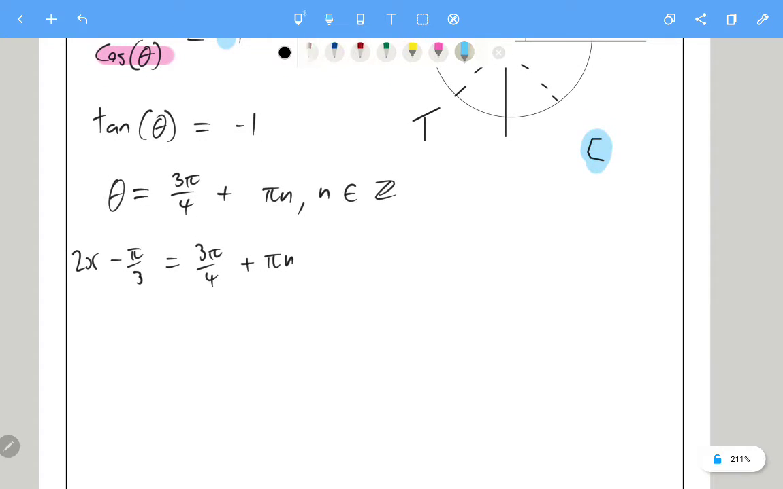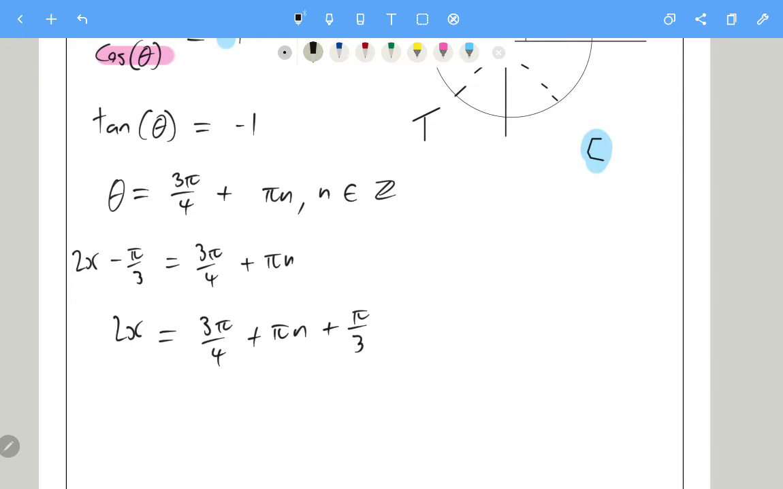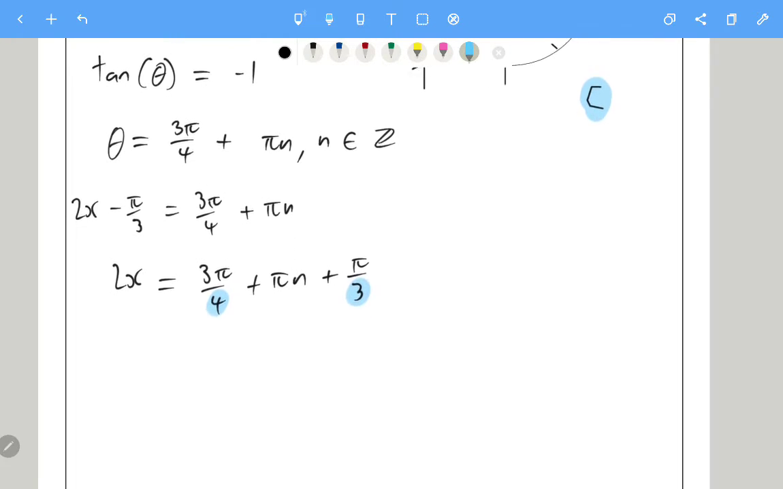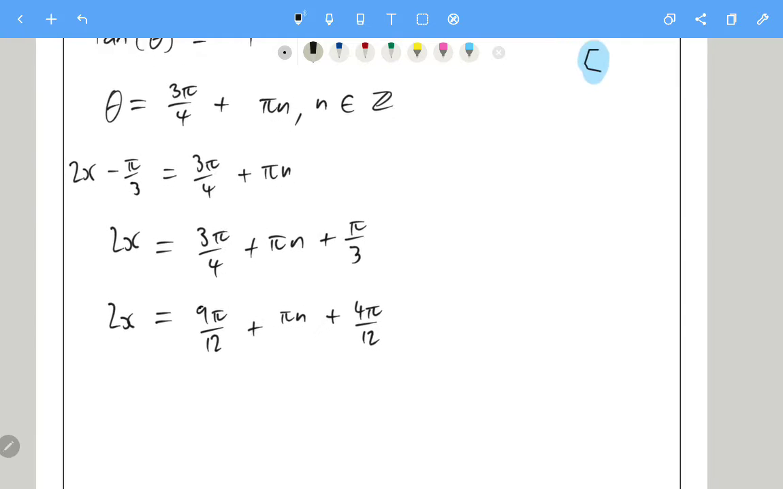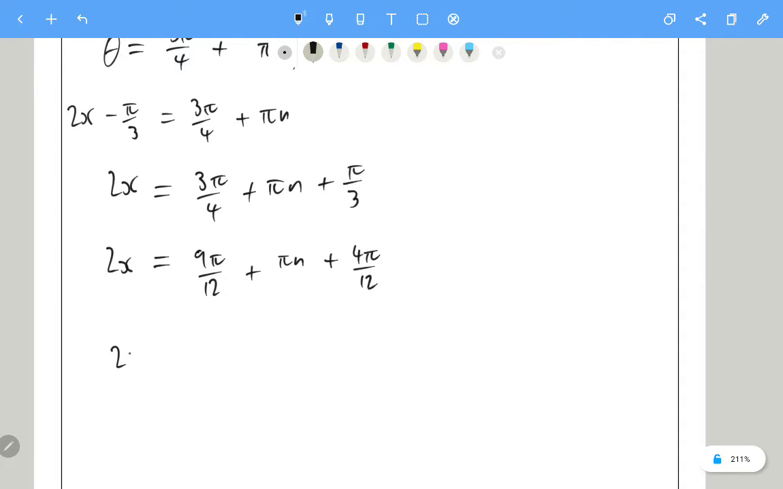So let's solve for x now. Add pi on 3 to both sides. I get 2x is equal to 3 pi on 4 plus pi n plus pi on 3. Can't add these two together because the denominators are different. So let's make them both the lowest common denominator, which would be 12. So we get 2x equals 9 pi on 12 plus pi n plus 4 pi on 12. 4 pi plus 9 pi is going to be 13 pi on 12 plus pi n.